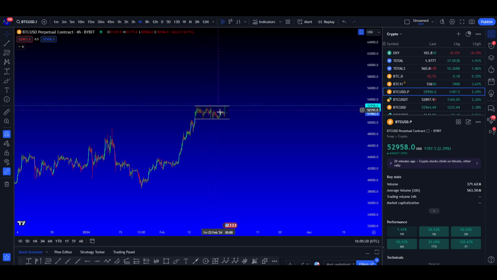We have this consolidation, and it looks like it's just going to keep on going higher, right? Pretty much we had something like this before an increase in price. It looks like it's going to do that one more time. So yeah, definitely long on this market right now.